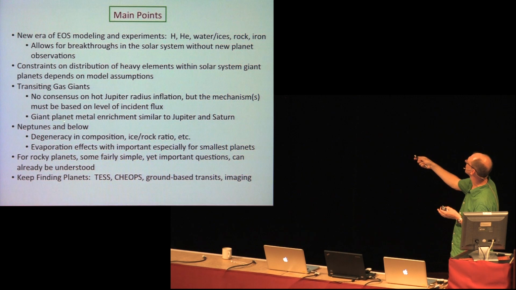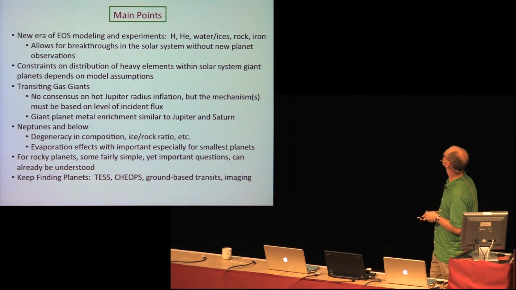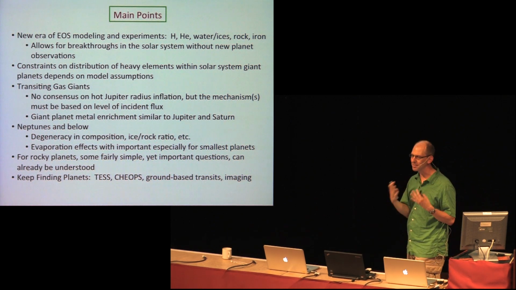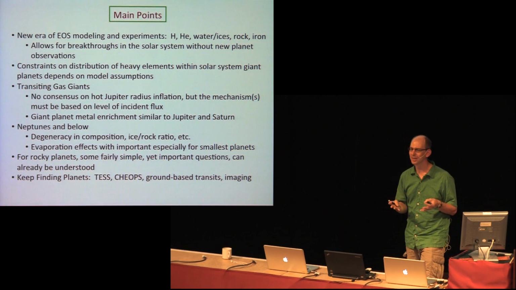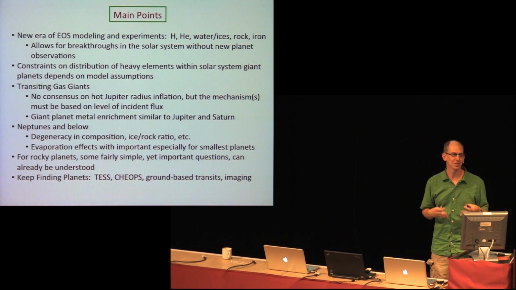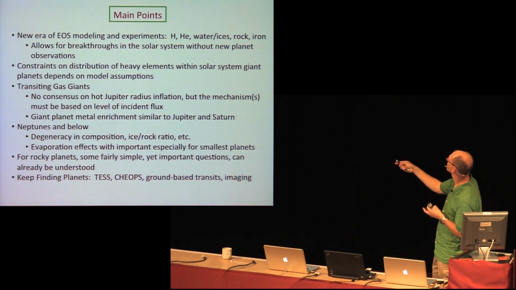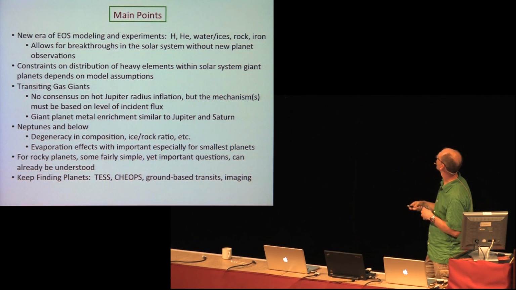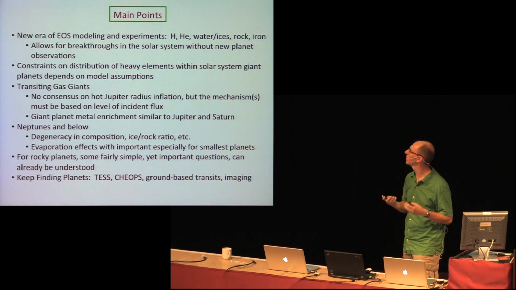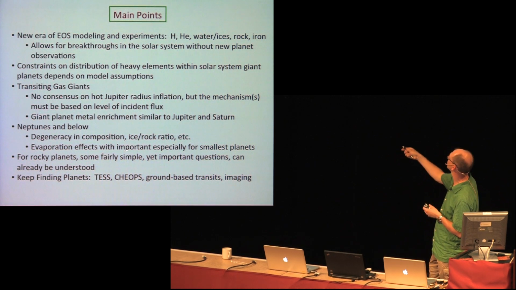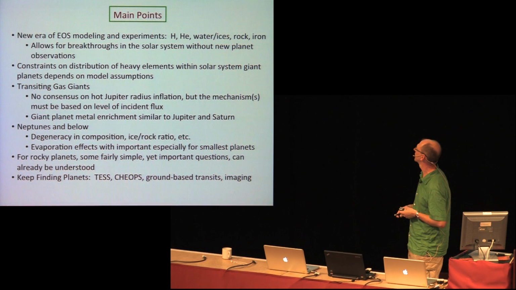It's time, I think, to start thinking about giant planet metal enrichment as something that we can try to match with planet formation models. And so the metal enhancement of Jupiter and Saturn is very similar to exoplanets of the same mass. For Neptunes and below, there's always degeneracy in composition. The ice-rock ratio is unknown, we'd love to know that. And evaporation effects are quite important for these smallest planets.